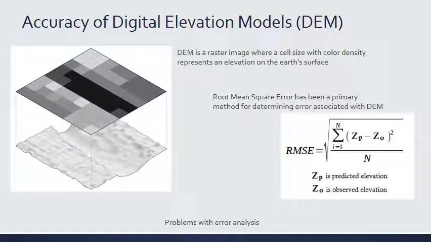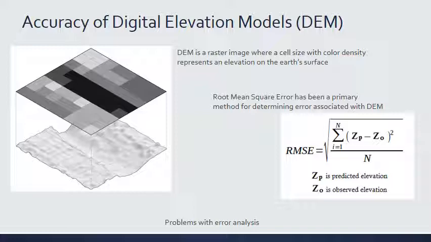A digital elevation model is a raster image where the cell size has a color density that represents an elevation on the Earth's surface. So it's a mosaic tile of different densities and cells that represent actual elevations on the ground. And there's been a problem with analyzing the accuracy of these digital elevation models and taking them at face value. So that's another interest of mine, is how accurate is the data being used to analyze.